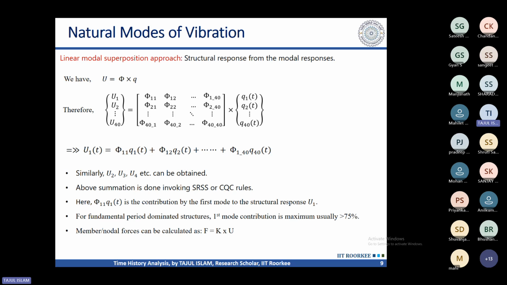Then you can calculate your member forces and moments, and for that you apply the expression F equal to K into U. This U is nothing but the vector you are calculating from this analysis. So you know this U and you know the structural stiffness matrix, then you can easily calculate the member forces. It is just straightforward, but the calculation will take time if you are doing it manually. Software can do it faster.